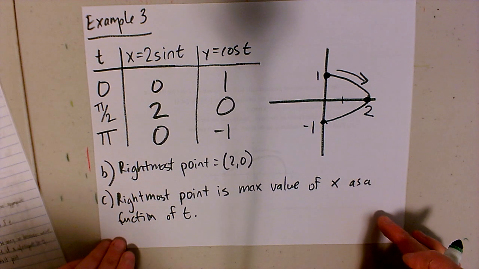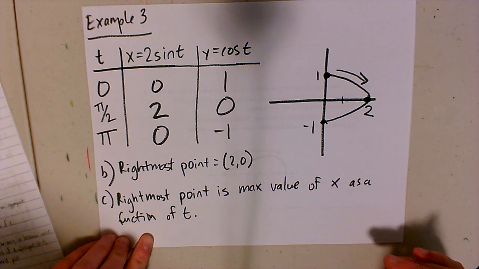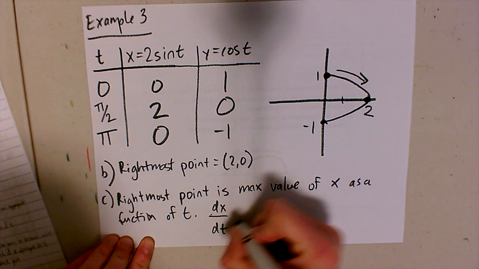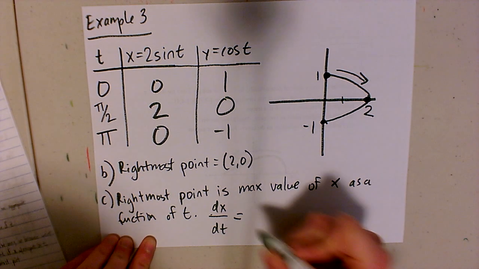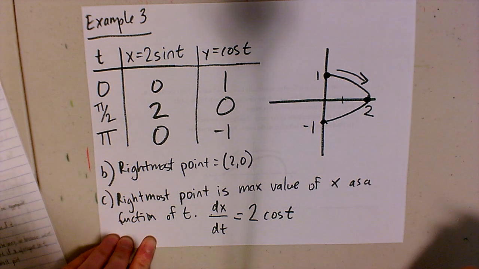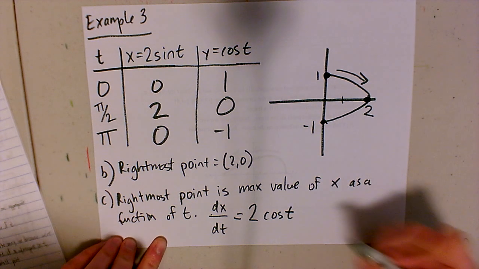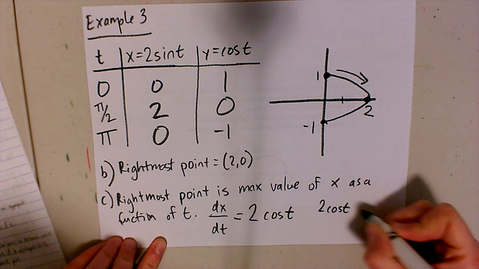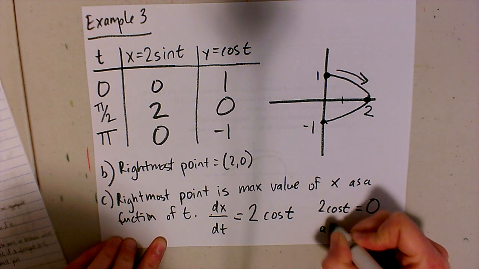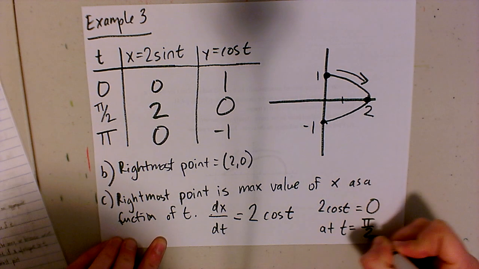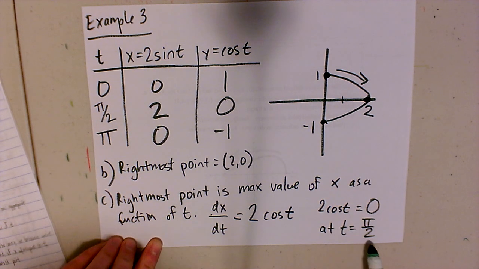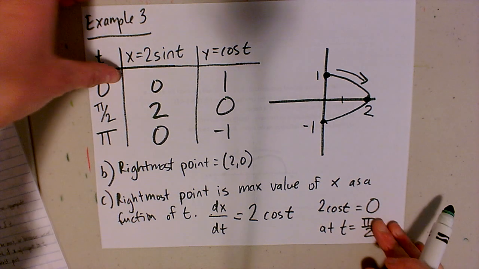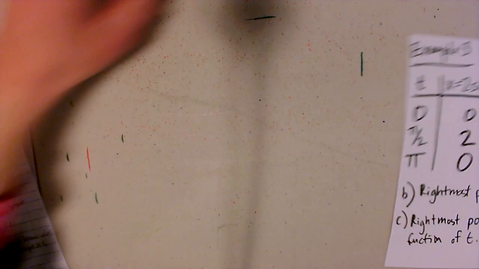Okay, so we can take our derivative with respect to t. So dx dt, the derivative of my x function, is just going to be 2 cosine t. Okay, now we know that 2 cosine t is going to be 0 at t equals pi over 2. So we know this just from our knowledge of trig and then also from the table right up there. Okay, and so then, well, let's check this with a sign chart.